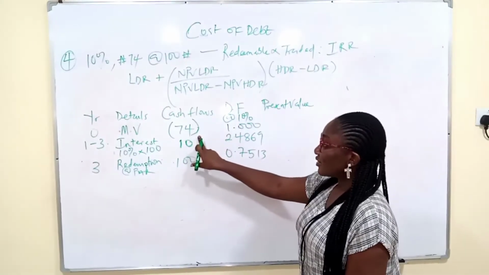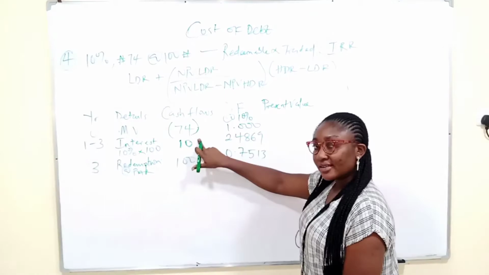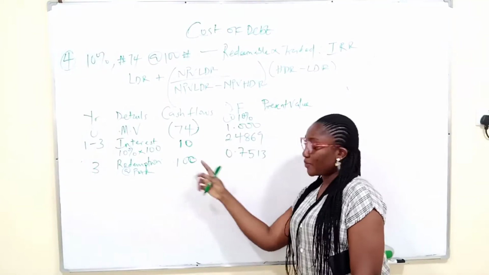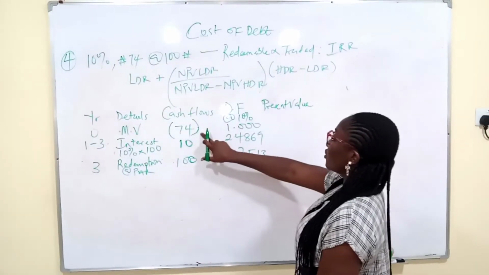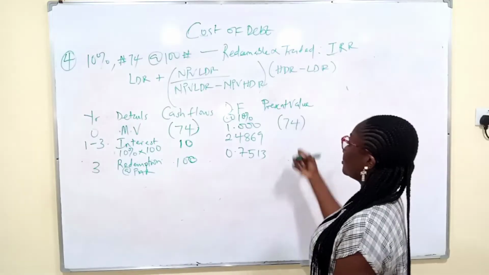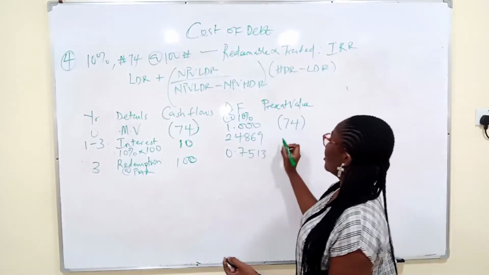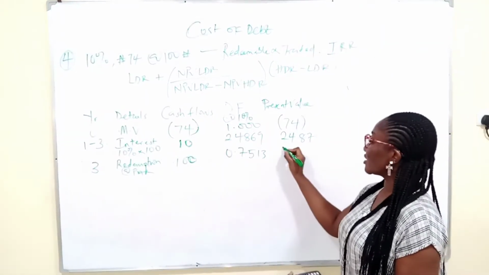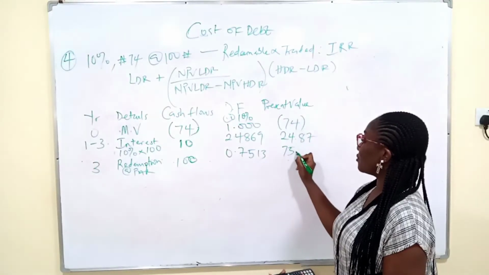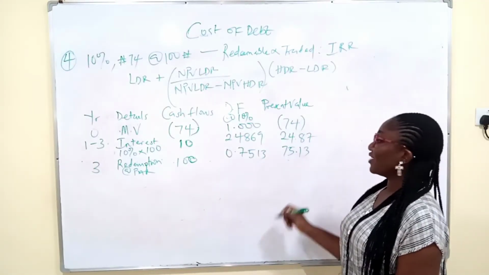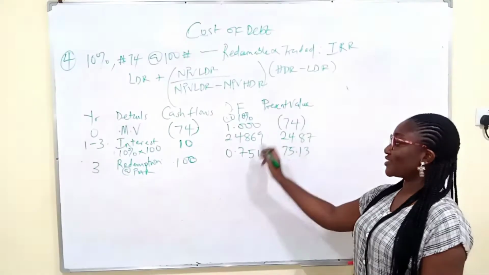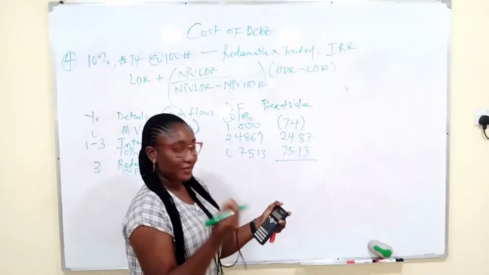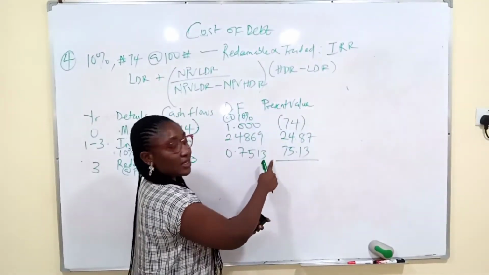So here you can see that there's an outflow. This is when the investor gave the company the debt. This is when he was receiving interest, and this is where he was being paid back his money. It's very logical. When you multiply this by this, you have 74. When you multiply this by this, you have 24.87. If you multiply this by this, you get 75.13. So you get the NPV here, right? Net present value. These are present values. Now let's get the net.